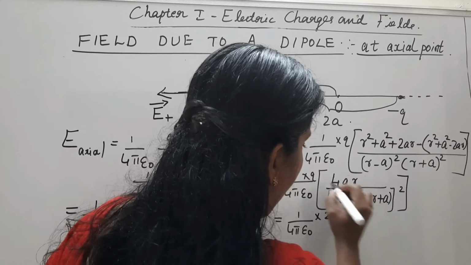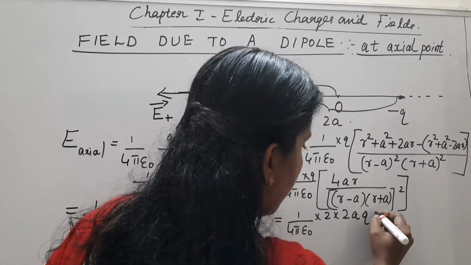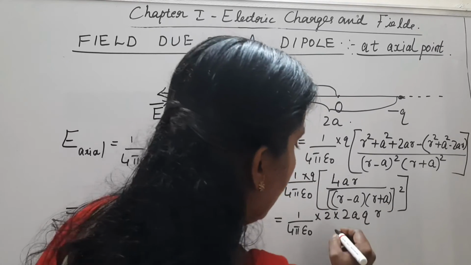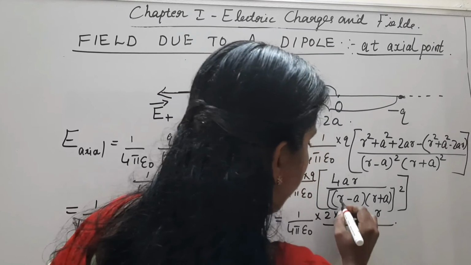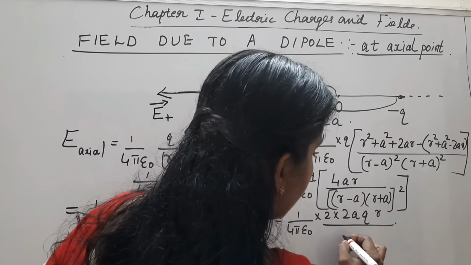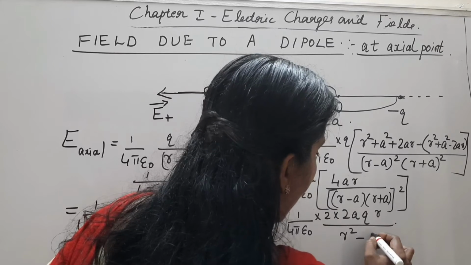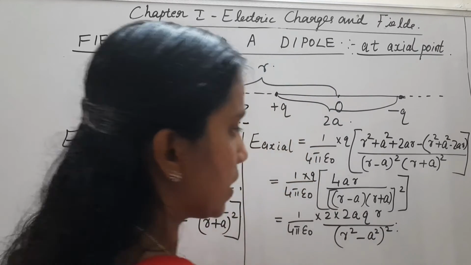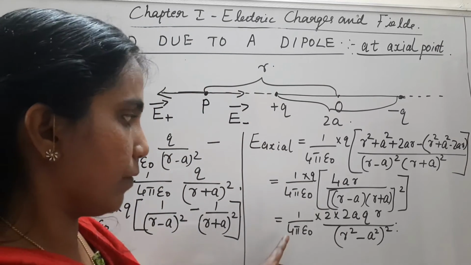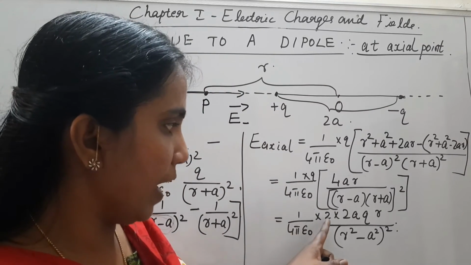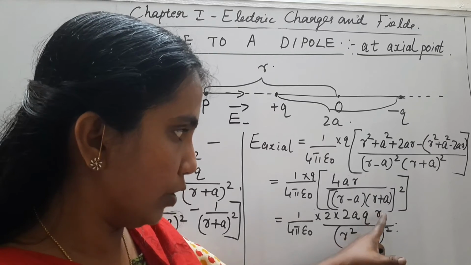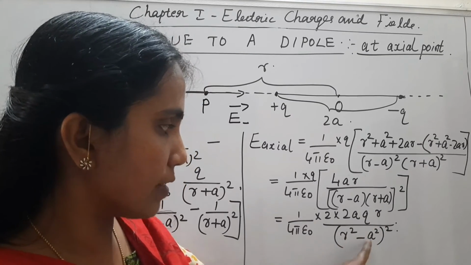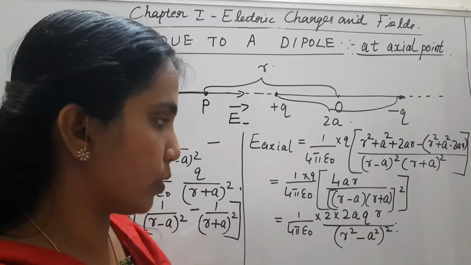2 into 2a into q into r. That divided by this denominator gets simplified as (r square minus a square) whole square. So this is the expression for electric field, E axial. So what we have: 2 into 2aq into r divided by (r square minus a square) whole square.